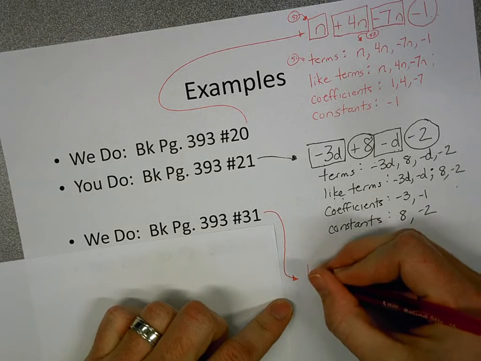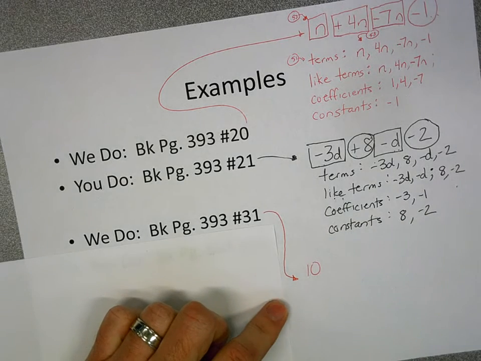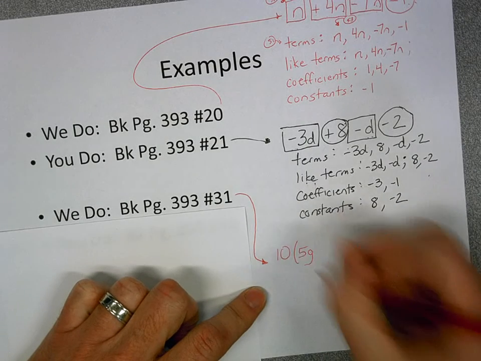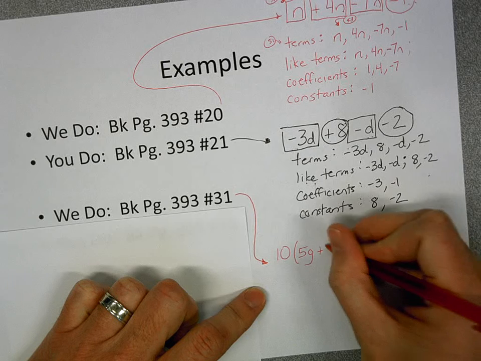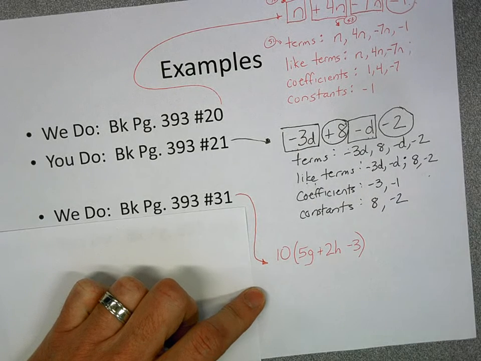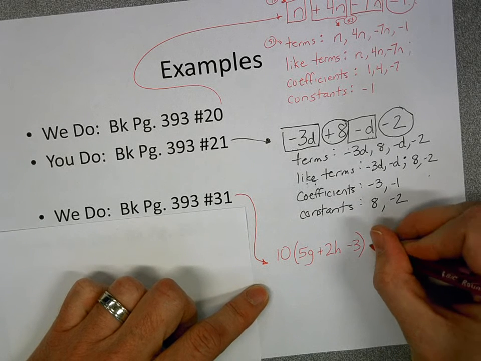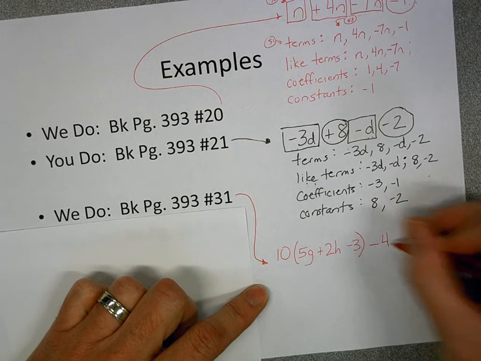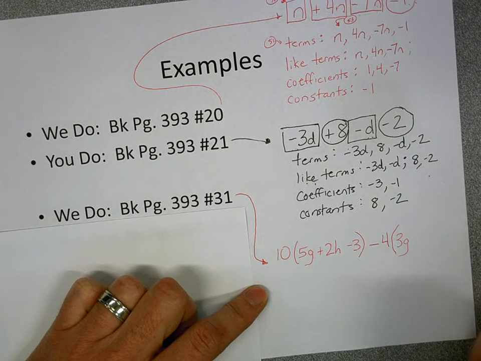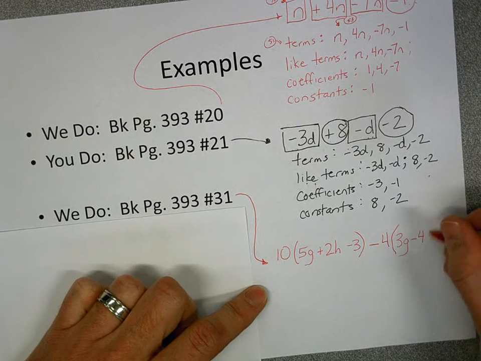Okay, the problem on number 31 is 10 times 5g plus 2h minus 3 in parentheses. Now this is minus 4 and then times 3g minus 4h plus 2.